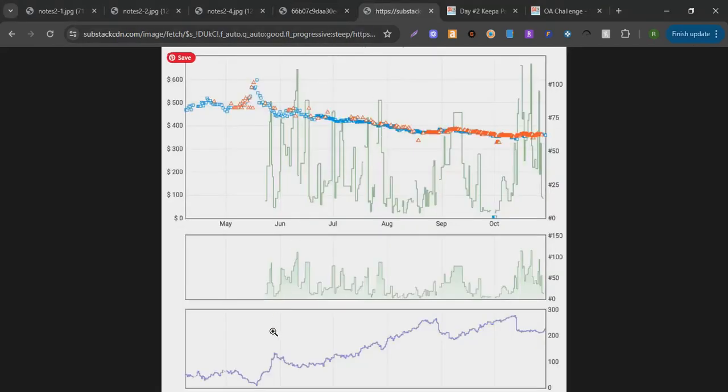Next, check the number of sellers over time. If it's rising quickly, it means more people are jumping in, which could lead to price wars. Also, check the sales rank graph. If it's too flat or jagged, the item might not be selling well.